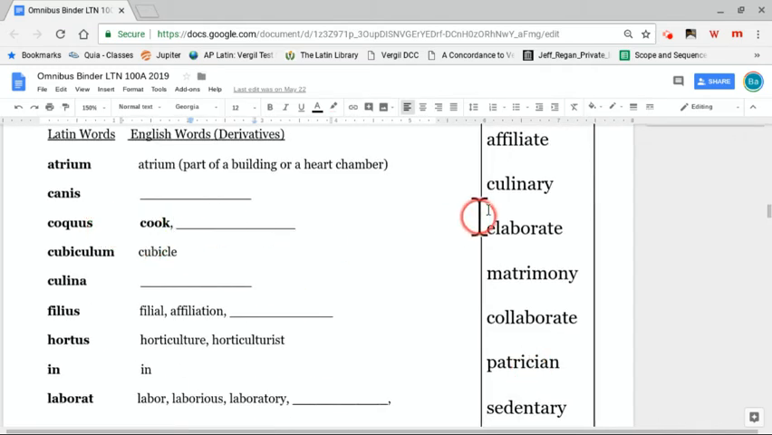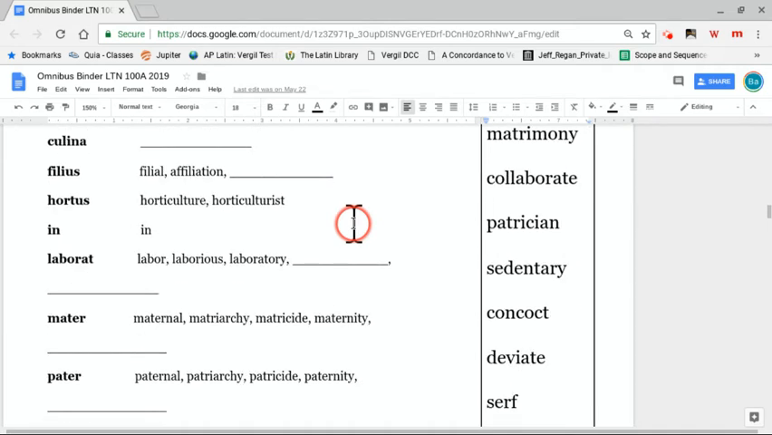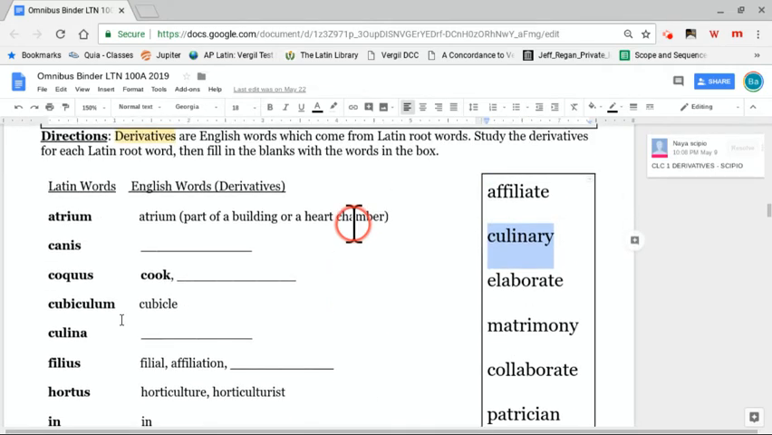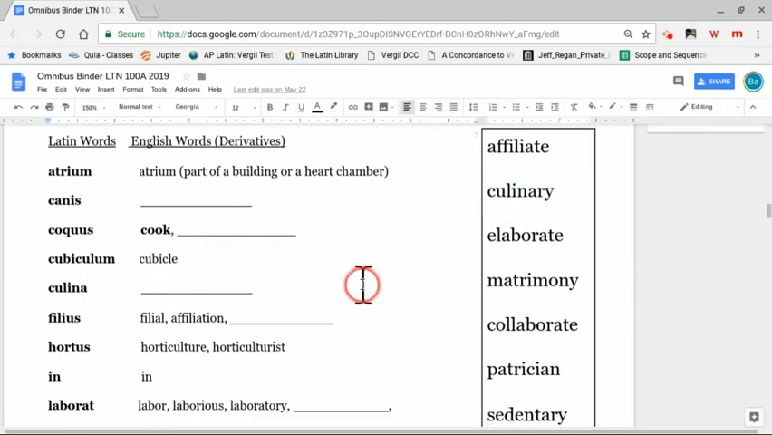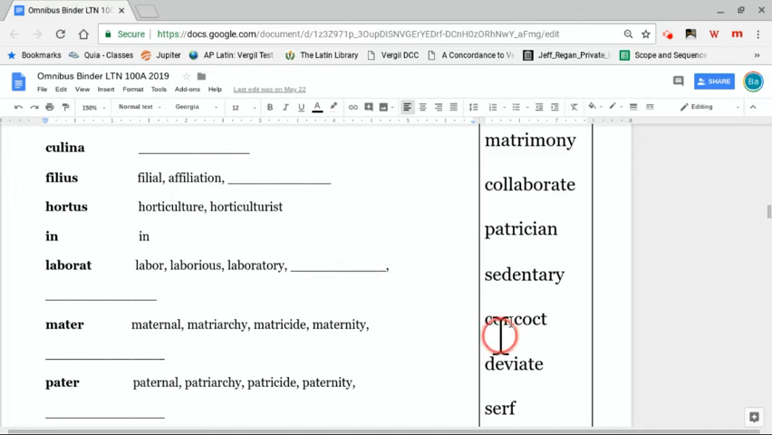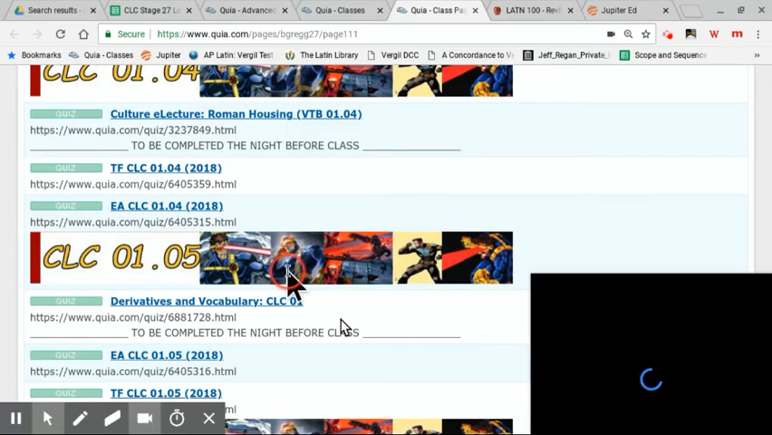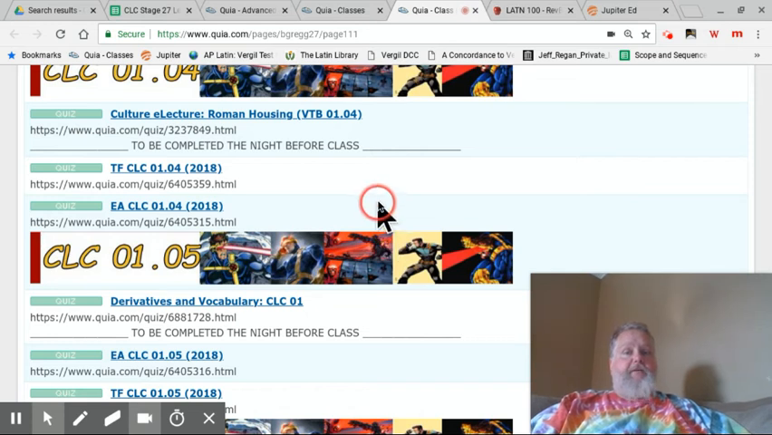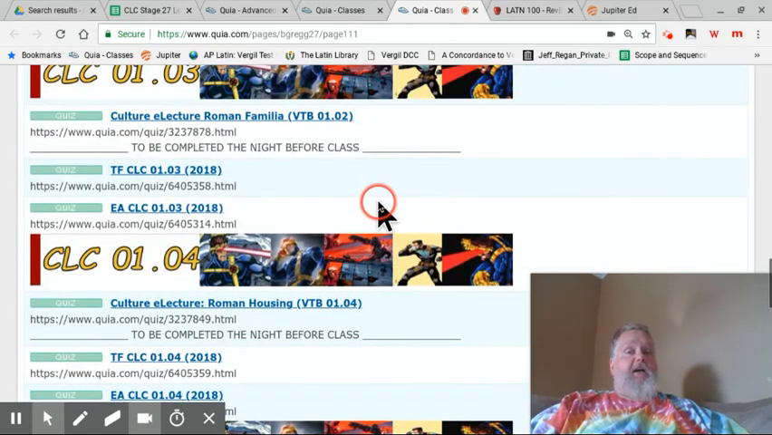Coquus, cook. What's a cook cooking? The kitchen, the culina. All right. Or culinary, actually. Sorry, that wouldn't be correct. Culina, culinary. Well, what about cook? A derivative comes from its root. So maybe a cook would also do what? He would concoct. All right, so that takes care of what's due tomorrow.